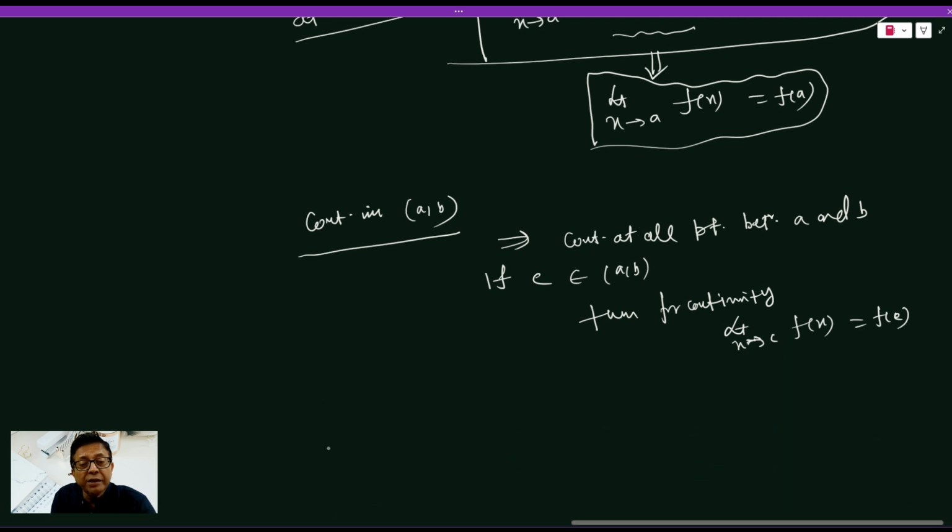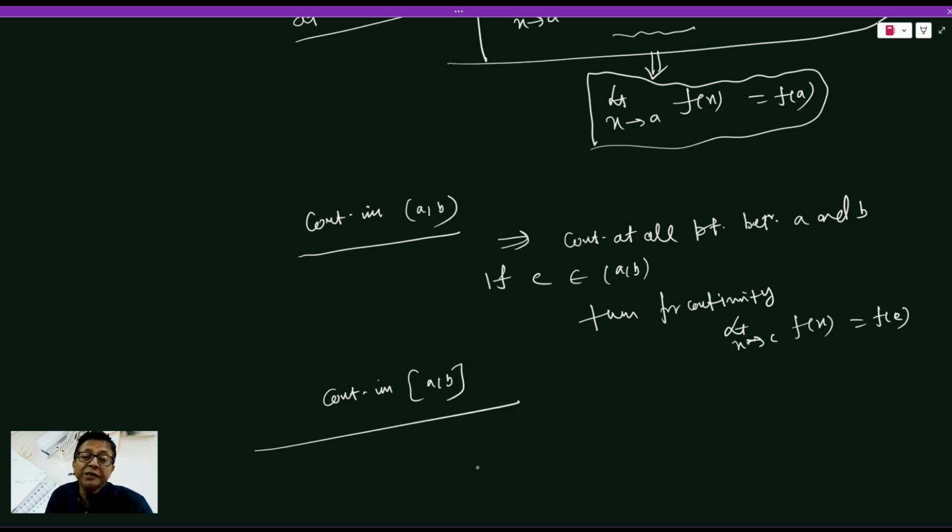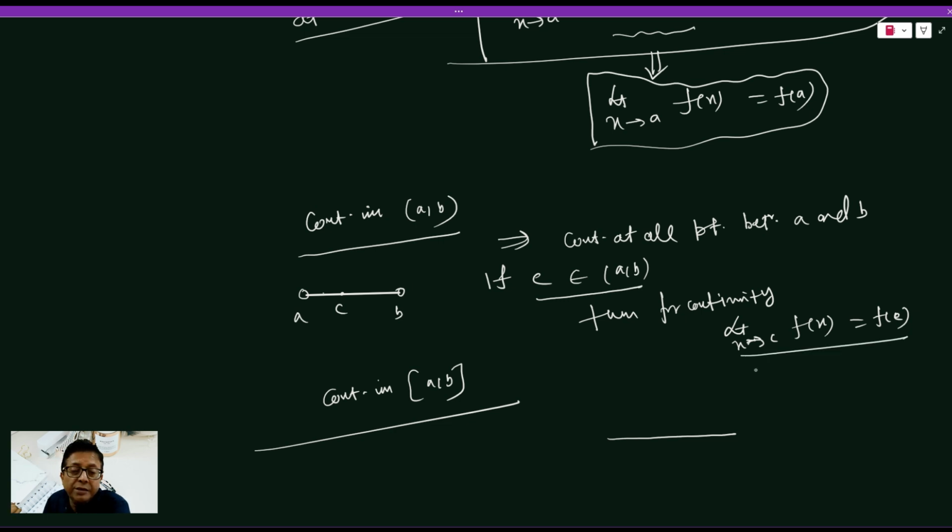Now, how to state continuity in a closed interval AB? How to say that? Because I am discussing continuity at a point. Continuity in an open interval is fine. You have taken the open interval in this manner. You are saying that continuity everywhere between A and B. This is A and this is your B. C is an arbitrary point, for you to prove that it is continuous, then it is continuous everywhere.